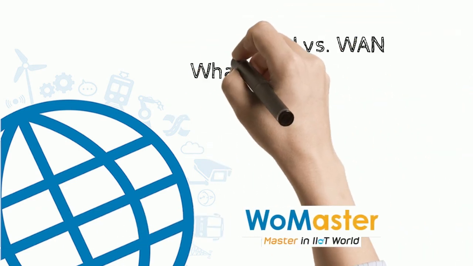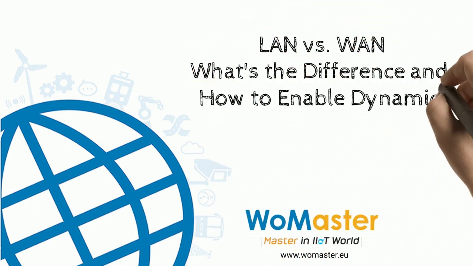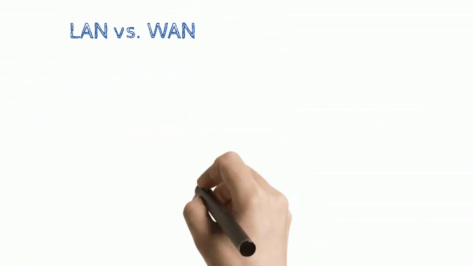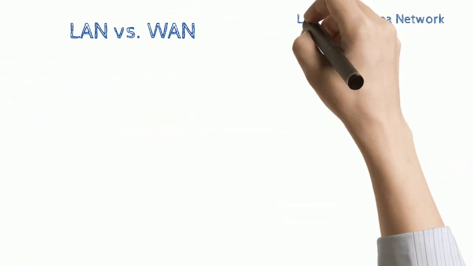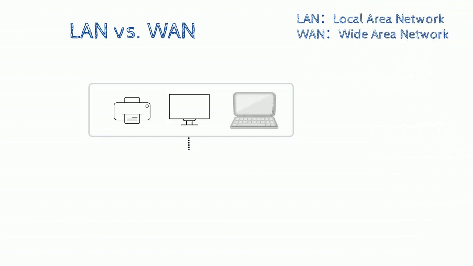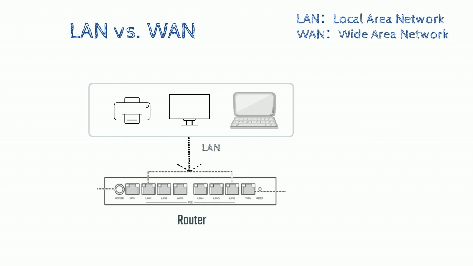Today, we will explore the difference between LAN and WAN and how to set up dynamic multiple WAN ports on WoMaster routers. LAN, local area network, connects devices within an office, like computers and printers, enabling communication within a local network. Routers usually have multiple LAN ports, such as 2 to 4 or more, to accommodate these devices.